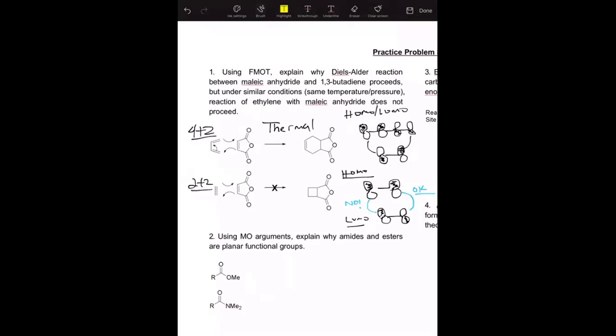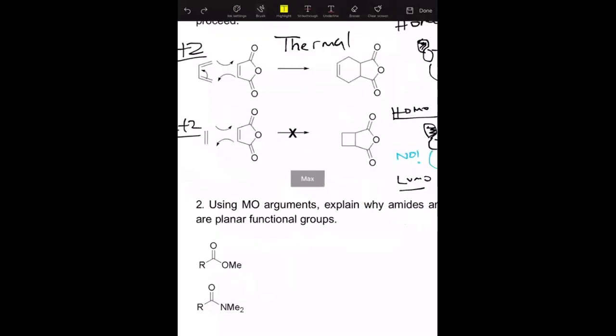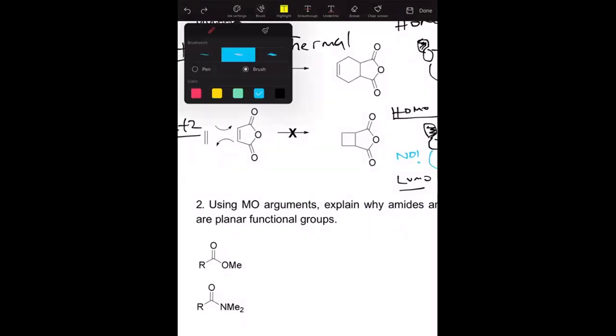All right. Let's look at number two. What do you think about number two? How would you explain why amides and esters are planar functional groups using molecular orbital theory? And to give it some clarity, let me put in.